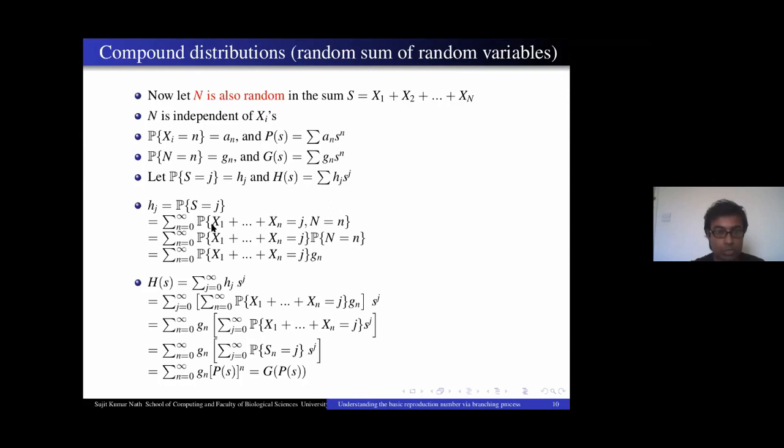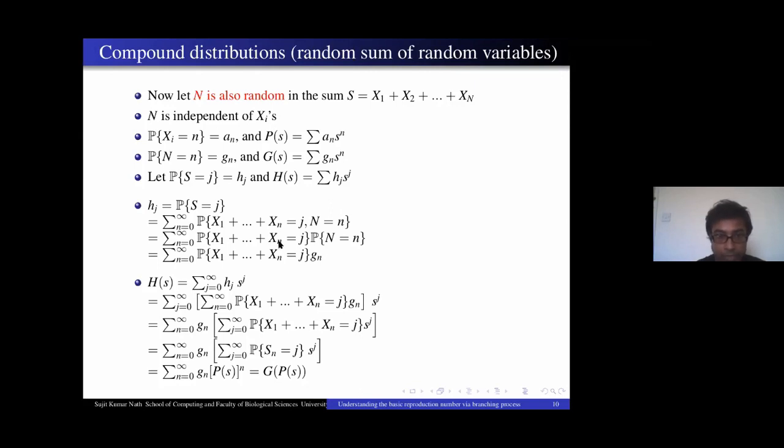Now, since all of X1, X2 up to Xn and N are independent of each other, the probabilities multiply. So this is the probability of X1 plus up to Xn equal to j. This is now a deterministic sum.